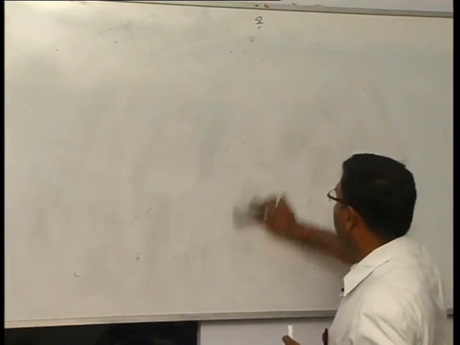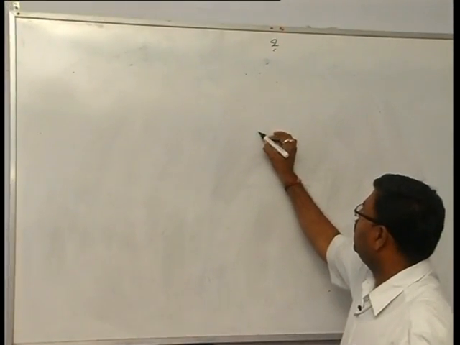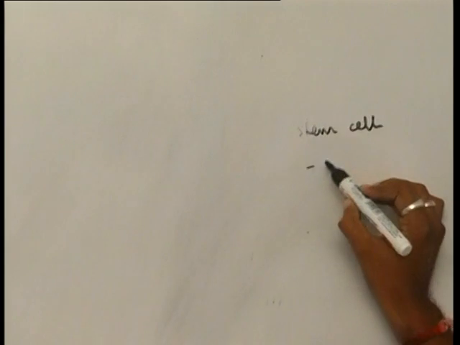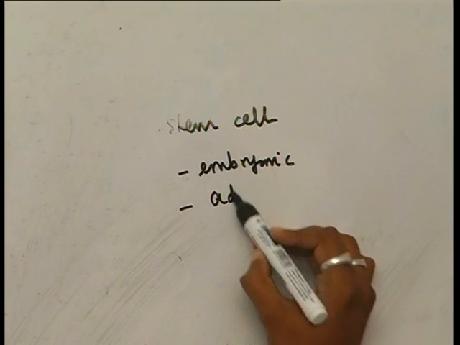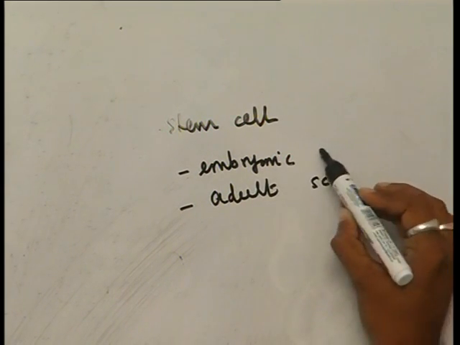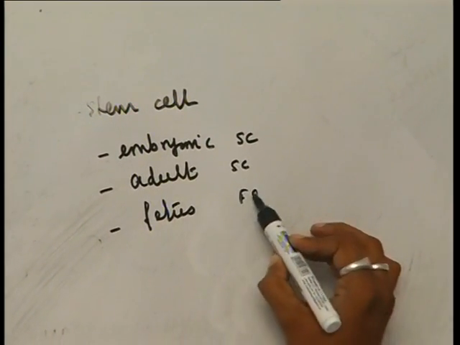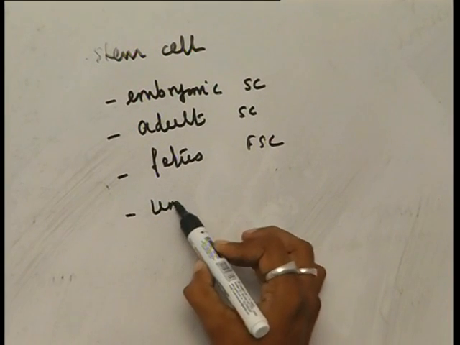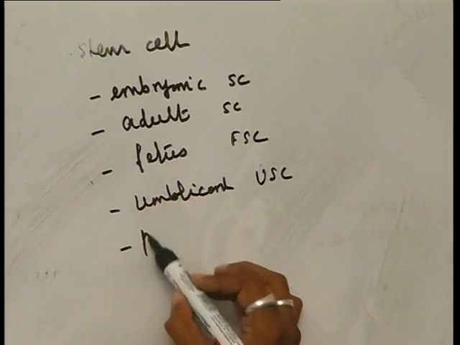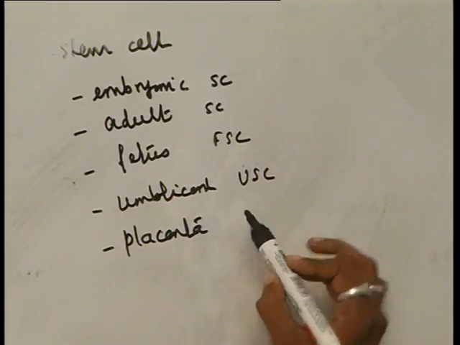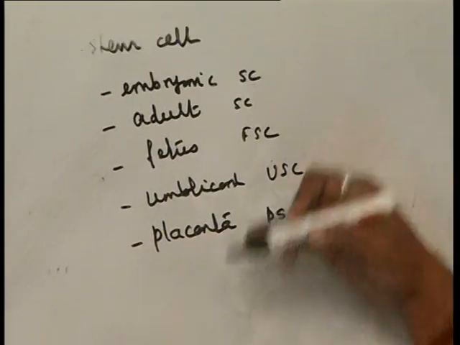So from this class, what we have learned is that stem cells exist in the embryonic stage; they are called embryonic stem cells. They are present in the adult stage; they are called adult stem cells. They are present in the fetus; they are called fetal stem cells. They are also present in the umbilical cord, so they are called umbilical stem cells. And they are also present in the placenta, so they are called placental stem cells. Similarly, wherever it is present, it has its own name.